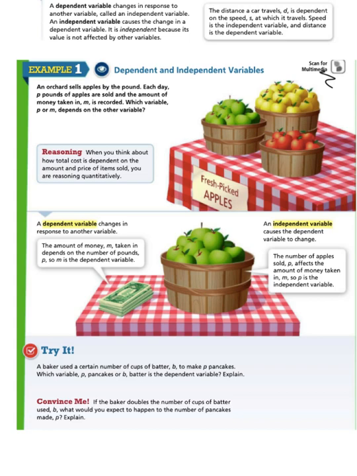Let's try it. A baker used a certain number of cups of batter, B, to make pancakes. Which variable, P pancakes or B batter, is the dependent variable? What do you think? Let's take a moment and explain. If you said that P pancakes is the dependent variable, you would be correct. The batter, B, would be independent. Depending on how much batter you use will tell you how many pancakes, P, you make.